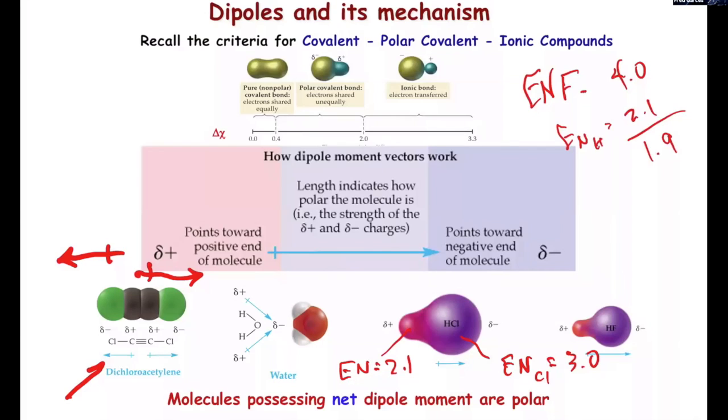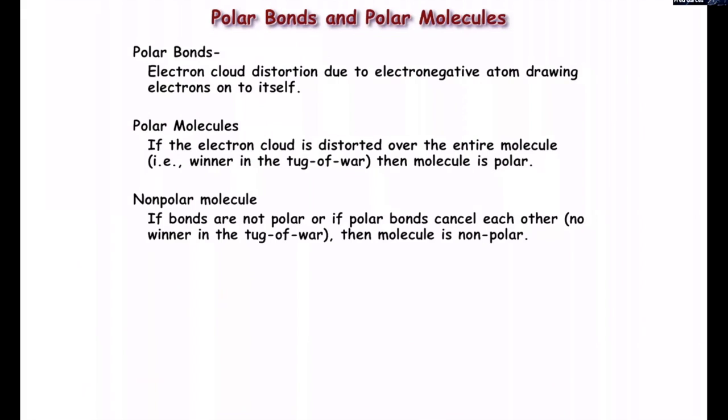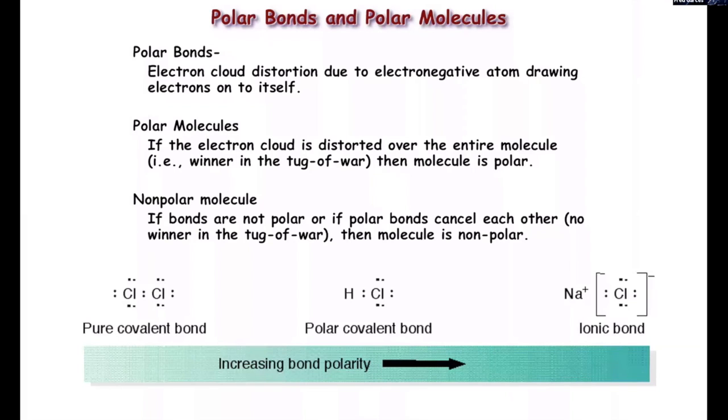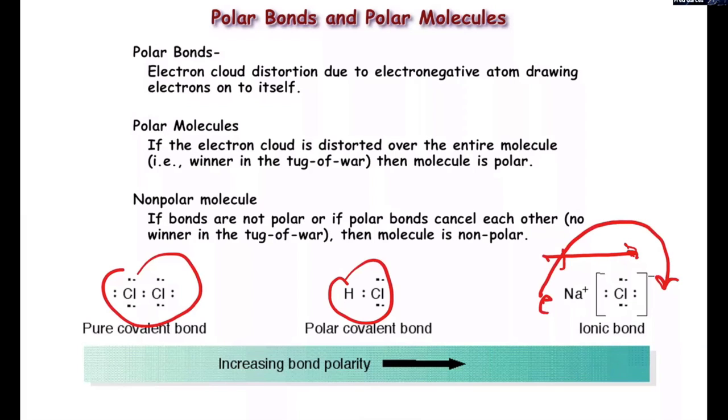So that's how you calculate difference in electronegativity. You just figure out what the electronegativity values are, and you subtract one from the other. There is no positive or negative. You take the absolute value. You're just looking at the difference. So: bond polarity, polar molecules, nonpolar molecules, equal sharing, unequal sharing, complete electron transfer. In fact, the electrons are going from the sodium to the chlorine. So we can see that bond polarity increases from left to right.